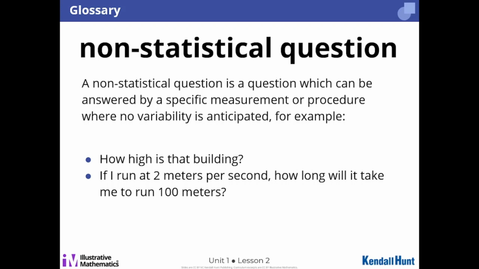So it is non-statistical. If I run at 2 meters per second, how long will it take me to run 100 meters? There is only one correct answer here. I would divide the 100 meters by 2 meters per second, and I would get the answer 50 seconds. There will be no variability in the answer, so it is a non-statistical question.